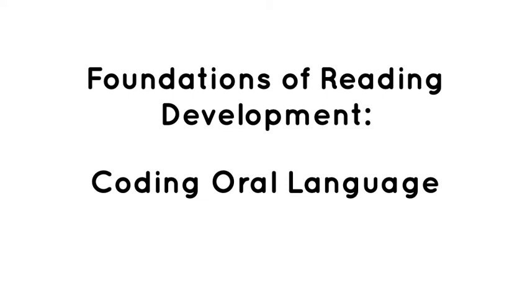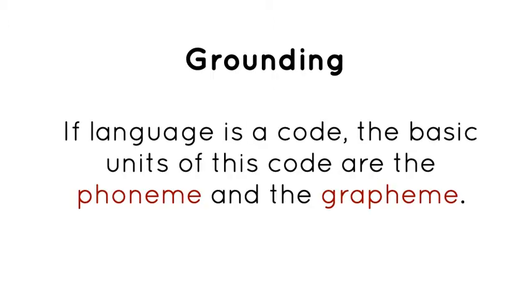In this Foundations of Reading Development video, we're going to talk about coding oral language, building upon that idea that written language is meant to make oral language more durable and transportable. Given that, there's a particular grounding that we have to embrace, and it's that if language is a code, the basic units of this code are the phoneme and the grapheme. And these are two concepts that we are going to spend a lot of time with in this video.